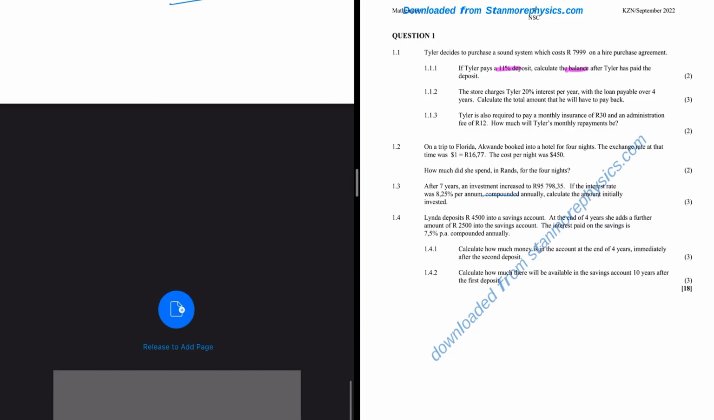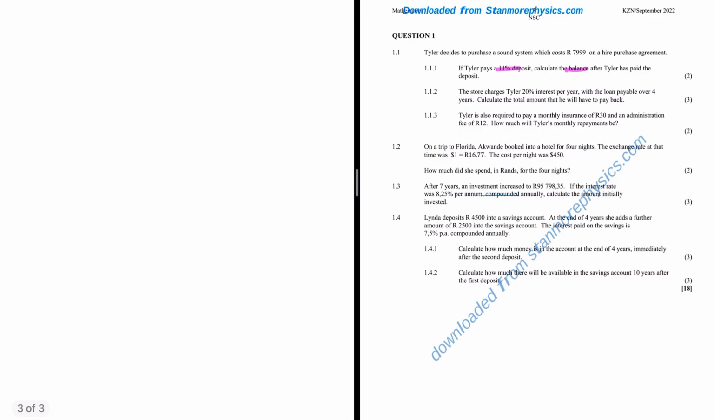Okay, now let's move on to question 1.4. Question 1.4 reads, a lender deposits 4,500 Rand into a savings account. At the end of 4 years, she adds a further amount of 2,500 Rand into the savings account. The interest paid on the savings is 7.5% compounded annually. Calculate how much money is in the account at the end of 4 years immediately after the second deposit.